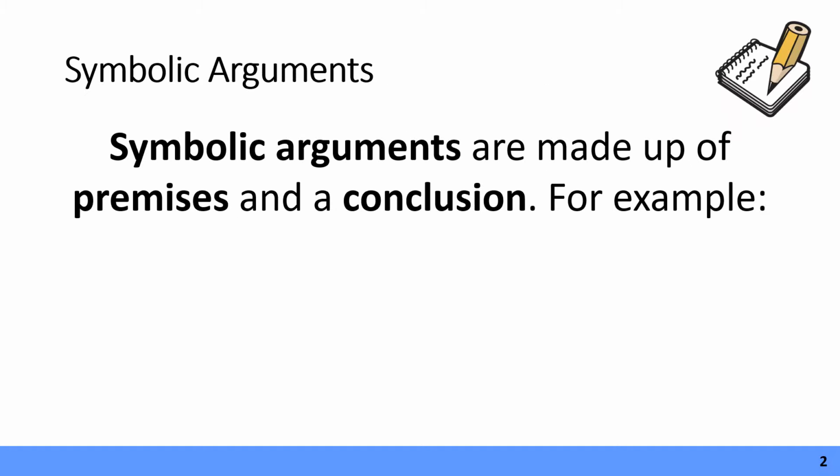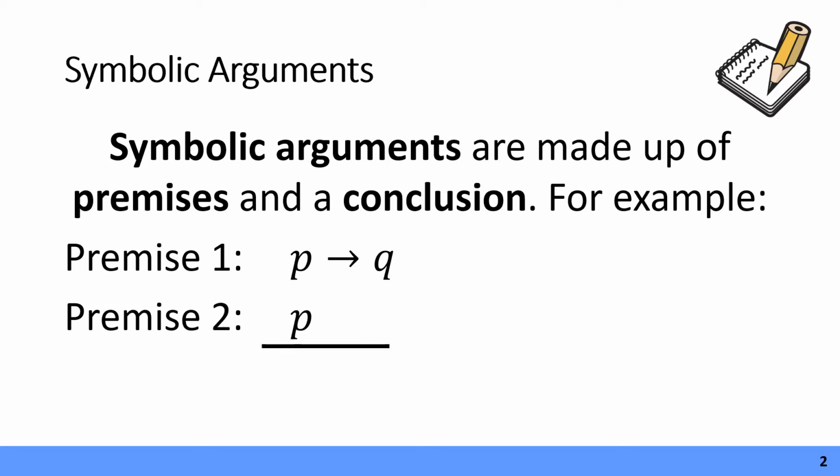So first thing we have to know is what is a symbolic argument, right? So a symbolic argument is when we combine what we call premises and conclusion. So this is what it's going to look like, right? You're going to have a premise, which doesn't have to look like this, right? It could be, in this case, a conditional, but it could have been a disjunction, a conjunction. It could have just been a simple statement. And then you have something called a premise 2, which again could be any of the symbols that we've learned.